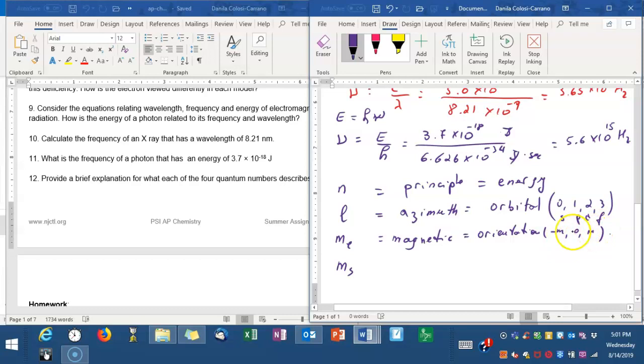And then we will go over those. So there's a whole series there. For example, for S, you only have one orientation. For P, you have minus 1, 0, plus 1. For D, you have minus 2, minus 1, 0, 1, 2. For F, equal to 3, you have minus 3, minus 2, minus 1, 0, 1, 2, 3. And then the last one is the spin, and this one can only be plus or minus 1/2. There are no other numbers.